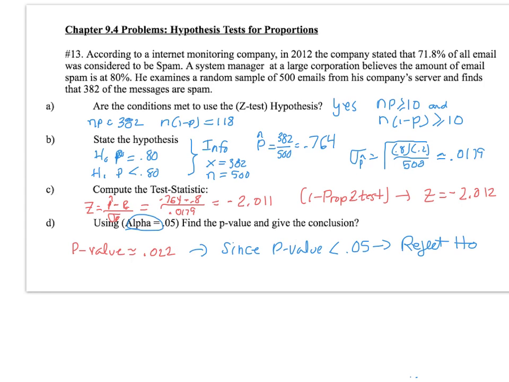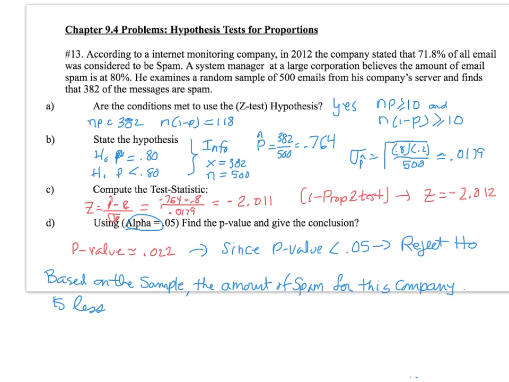Now, this is what we would have to say. Based on the sample, the amount of spam for this company is less than 80%.